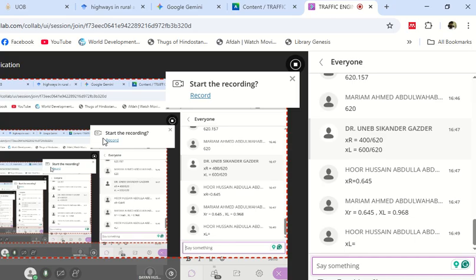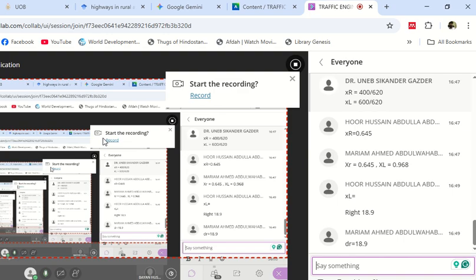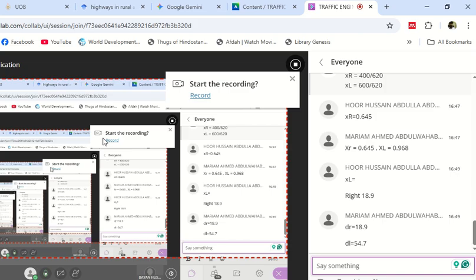XL is 0.968. You can see the one which is given by Mariam. I believe the value is correct. Okay, this is for the right hand side, and for the left hand side, how much? Okay, 18.9, both of you, good. $54.7. Okay, now a small point here, the values are correct, well done.